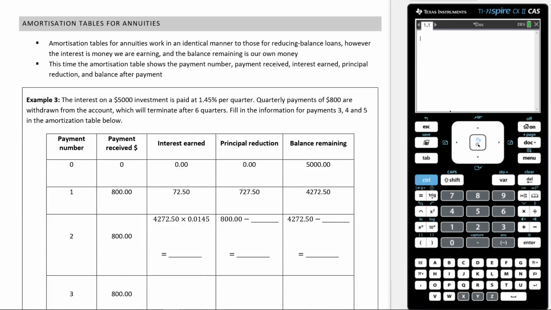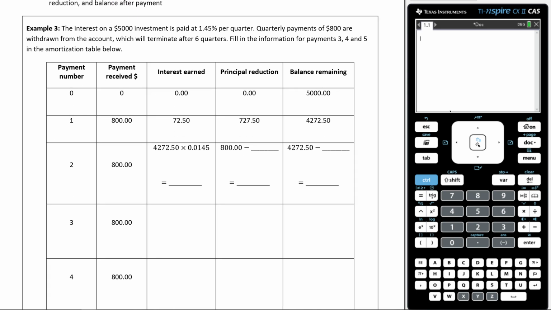All right, let's now answer this question here. This is amortization tables for annuities. Amortization tables for annuities work in an identical manner to those for reducing balance loans. However, the interest is money we are earning and the balance remaining is our own money. This time, the amortization table shows the payment number, payments received, interest earned, principal reduction, and balance after payment.